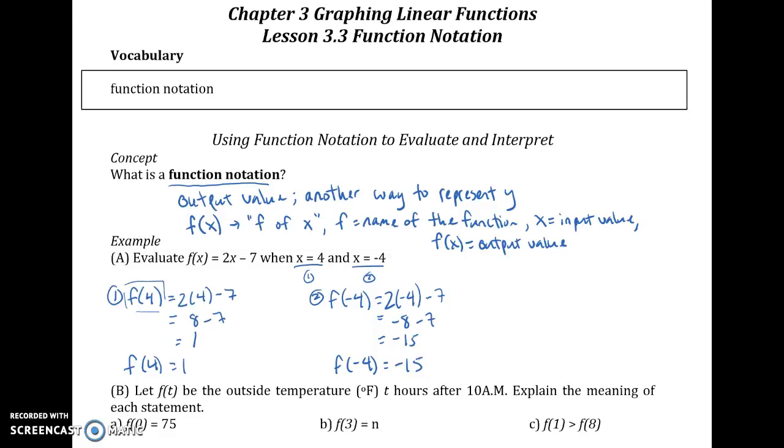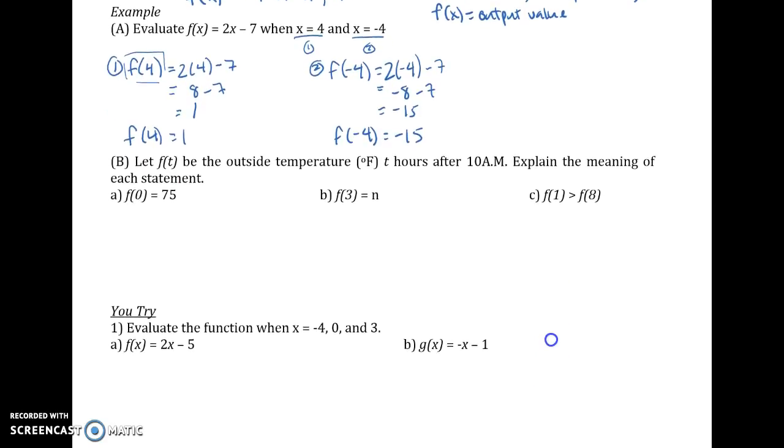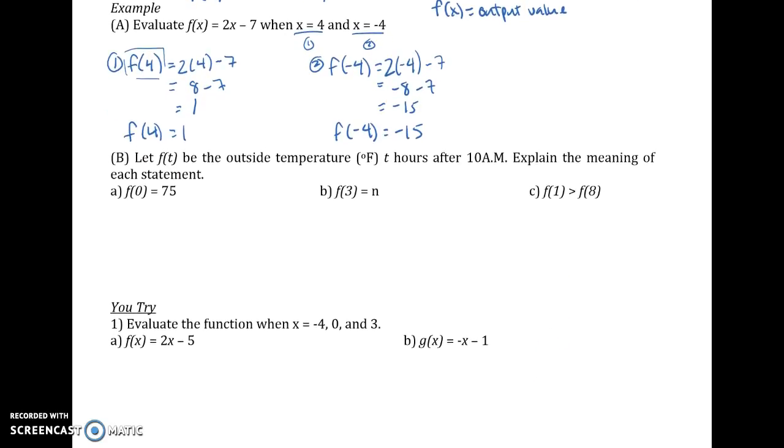Okay, so go ahead and try B. Again, don't let the f of t here freak you out. We're going to look at, again, just plugging in values. So we're going to go ahead and try B. Here t is the number of hours, so it doesn't always have to be x, but this is going to be our input because it's in the parentheses. And then our outside temperature after 10 a.m., right? So it's t hours after 10 a.m. Okay, so f of t is our output, the outside temperature. This is our output.